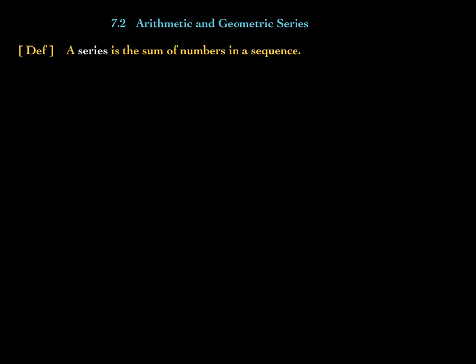Chapter 7, Section 2, Arithmetic and Geometric Series. In the previous lesson, we studied arithmetic and geometric sequences as a list of numbers in a specific order. Now, in this section, we're studying a series. A series is simply the sum of numbers in a sequence. So basically, you're adding the terms in the sequence. In a sequence, each term is separated by a comma. Here, in a series, each term is separated by an addition sign.